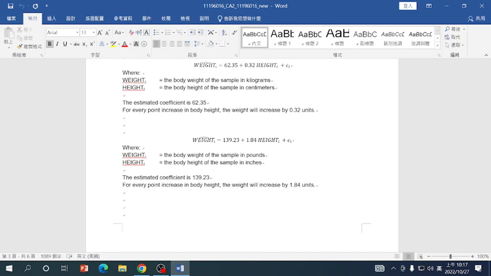You may not just use units, since you already know the units of the weight. So now you have to say 0.32 kilograms. Okay, thank you very much. And so we have the same here with pounds and inches. For 1 inch, the weight will increase by 1.84 pounds. Yeah, that's right. All right, let's continue, guys.